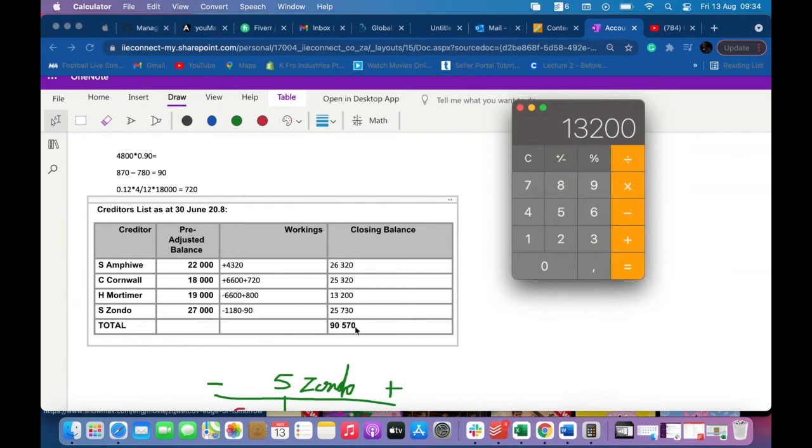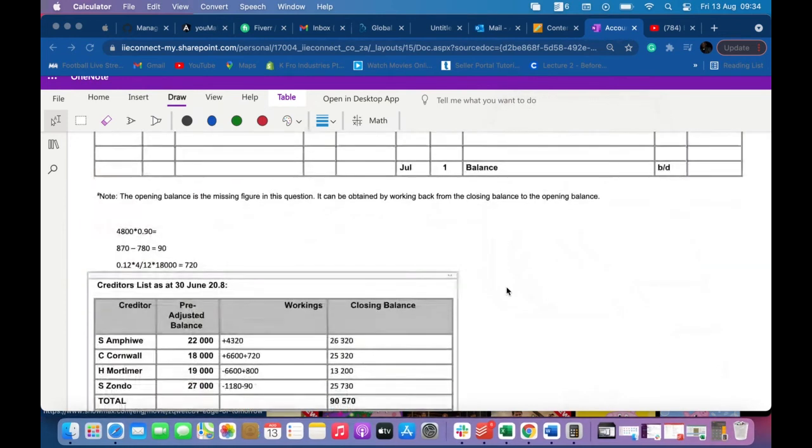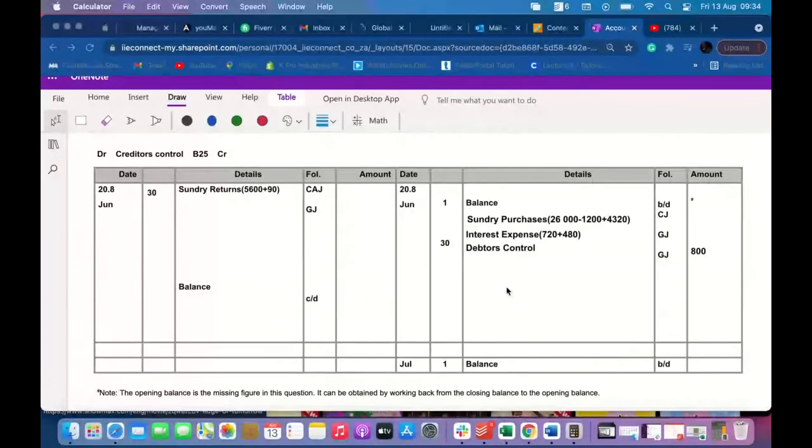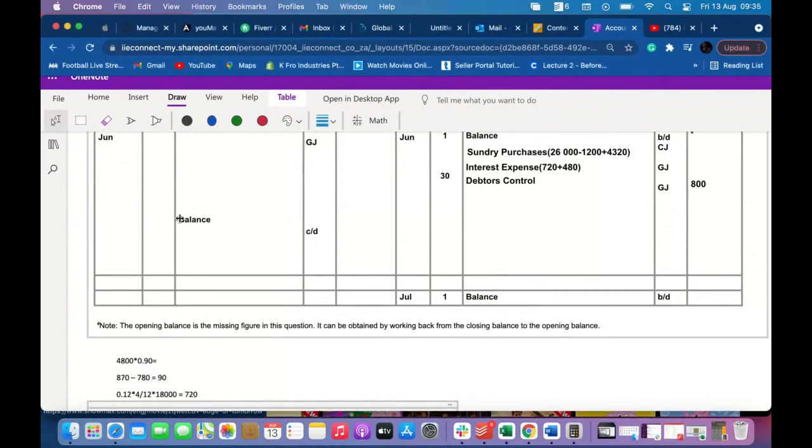I'm not going to waste any more time adding this all up. It definitely should add up now. Okay. Thank you so much for that. Appreciate it. So again, we find ourselves in the same position. We know this should be our balance brought down and our balance carried down, so let's at least enter that much.